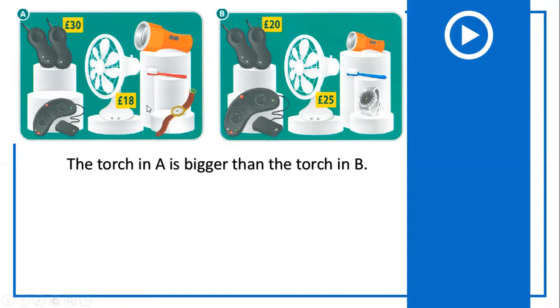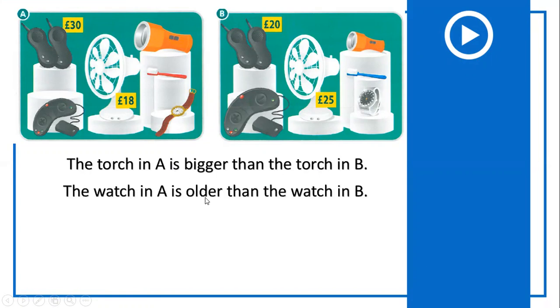Now, next one, let's see, the watch. In picture A, it's old, and in picture B, it is new. So we can say in picture A, it is older than the watch in B.